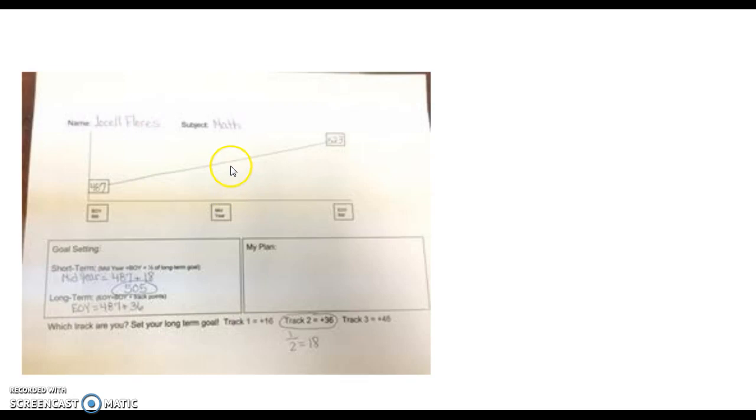Well, let's say Joselle comes back and her mid-year score is 523 already. That's fantastic. That means she is on target to make more than enough growth by the end of the year.